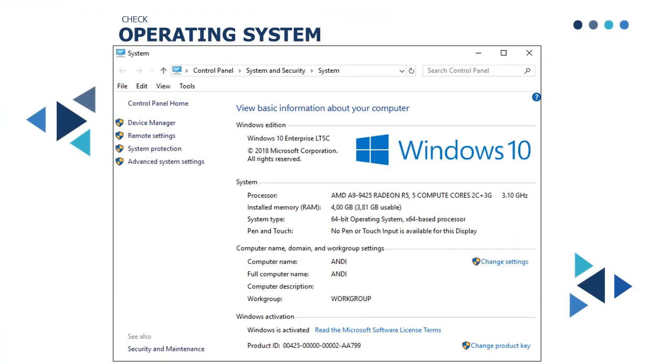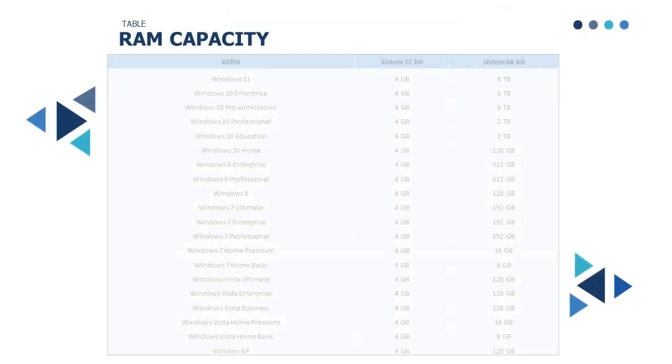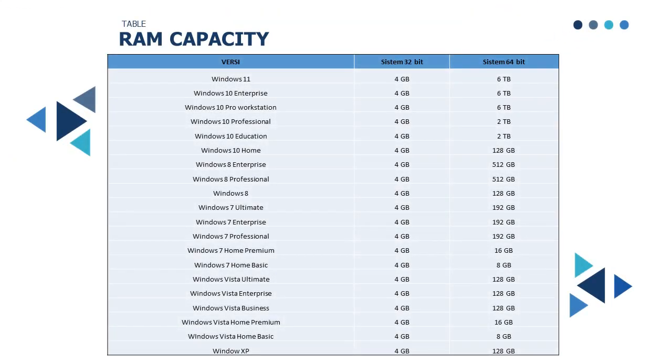If the base processor is x64, then we can install Windows 32-bit or 64-bit. But if the base processor is x32 or x86, then we have to install 32-bit Windows only. In addition to the base processor, see also the installed RAM capacity. This table is the limit of RAM that is read by the processor on the Windows operating system. If the RAM we have is less than 4 GB, it is recommended that you install a 32-bit Windows system only.